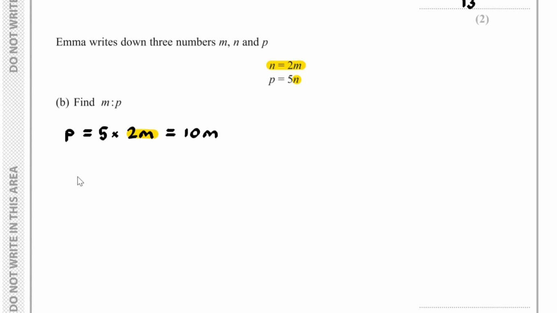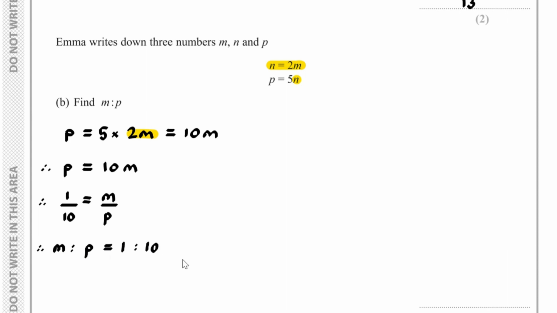So, as P is equal to 10M, we need to find the ratio of M to P. Well, if I divide through by 10 and then divide through by P, what you can see then is 1 over 10 is equal to M over P, which means the ratio M to P equals 1 to 10, as we see here.